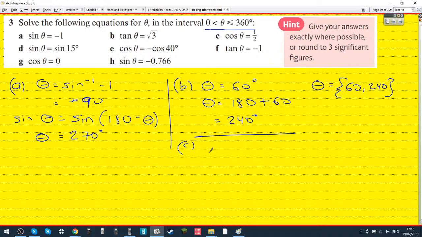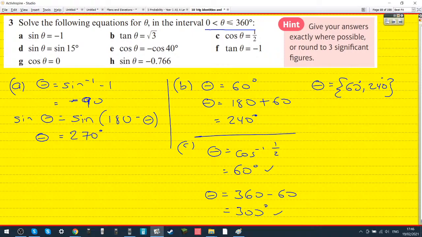So how about C? Inverse cos of 0.5 is 60. And then is it 360 minus 60? Yeah, 300. And so those are our two solutions for that. These are our two solutions for tan.